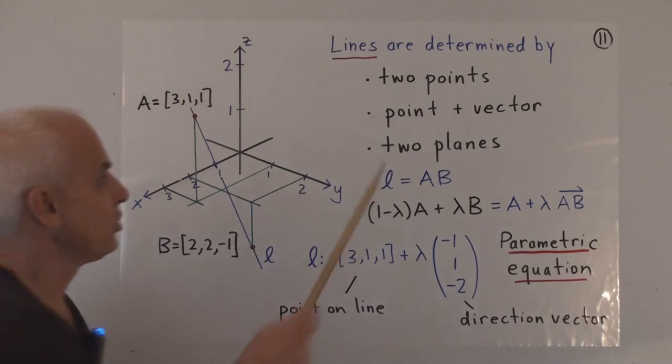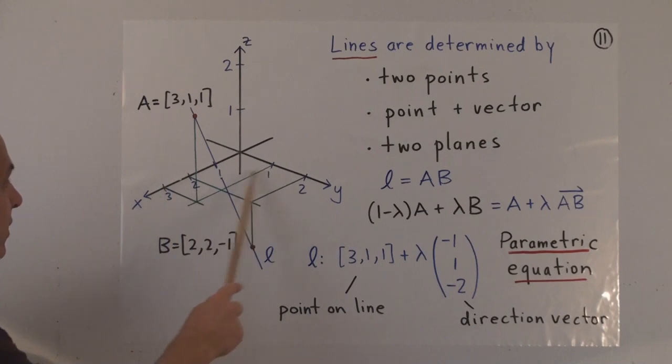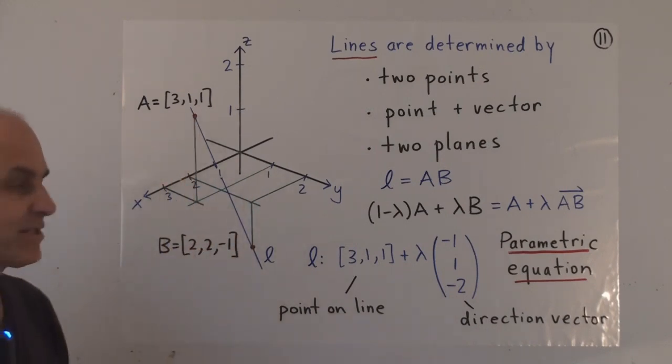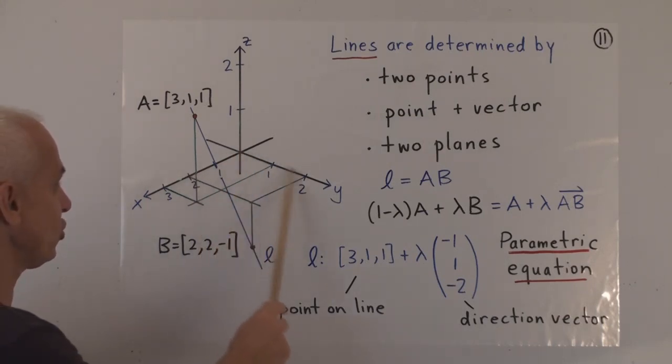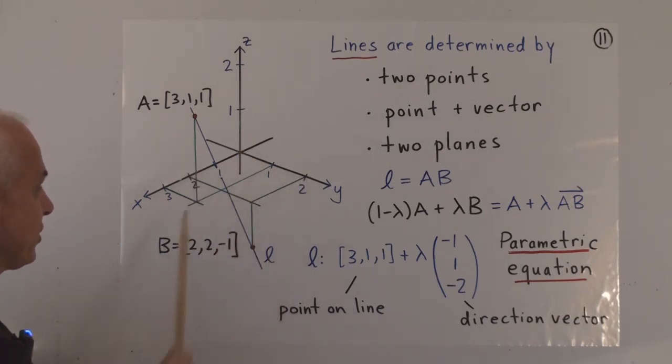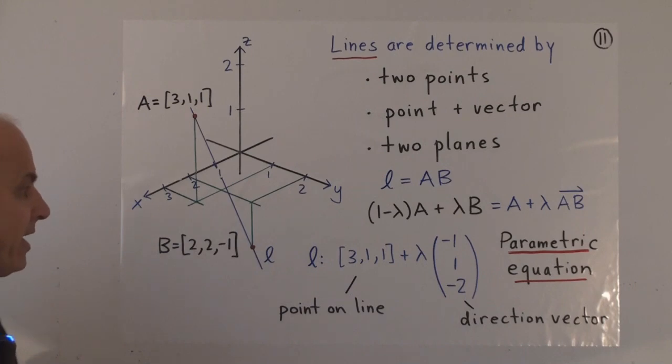Let's start with the 2 points idea. So let's start, say, with this point A, which is (3, 1, 1). So there is part of the box to create it. And the point B, which is (2, 2, -1): 2 in this direction, 2 in this direction, -1 in the z direction. So it's down here. And those 2 points determine a line. Let's call that line L.